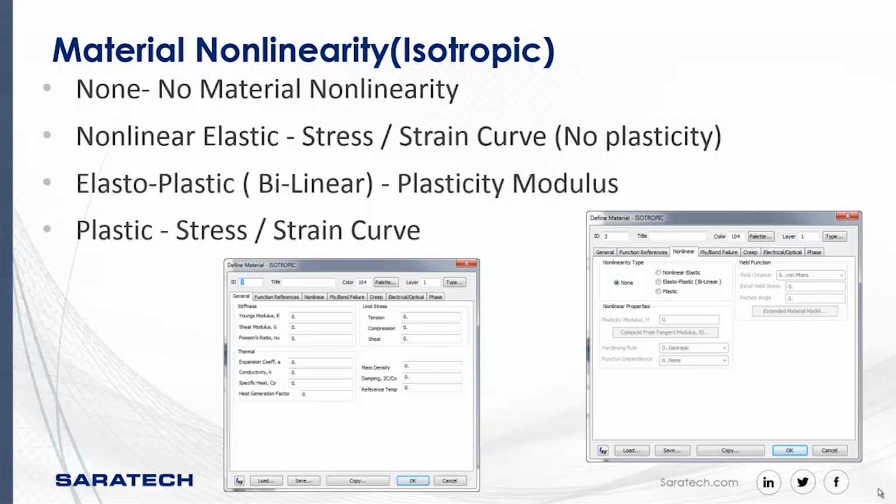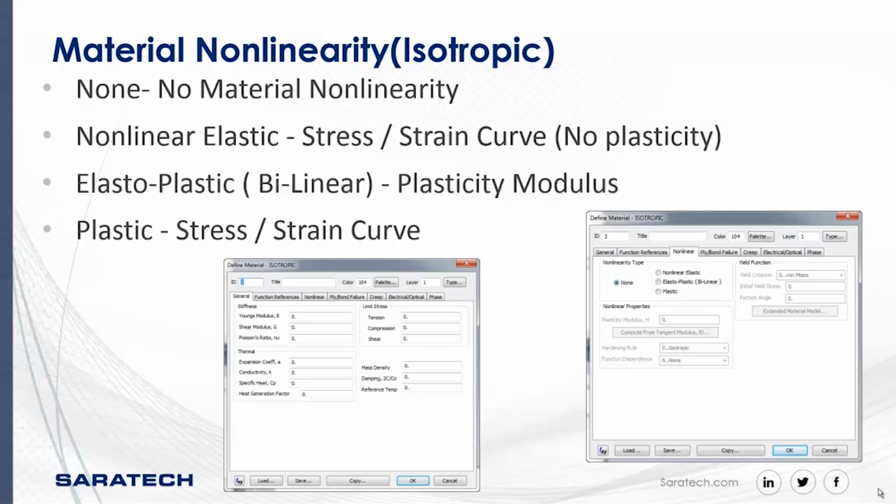The first one is none, so this has no material nonlinearity. The next one is nonlinear elastic, where you define a stress strain curve, no plasticity. So with this material model, the model actually does not yield. It just follows the stress strain curve. The next one is elastoplastic, or bilinear, and it follows the plastic modulus after the material has yielded. So for this elastoplastic model, you define where the material has yielded, and then it follows the plastic modulus after the material has yielded.